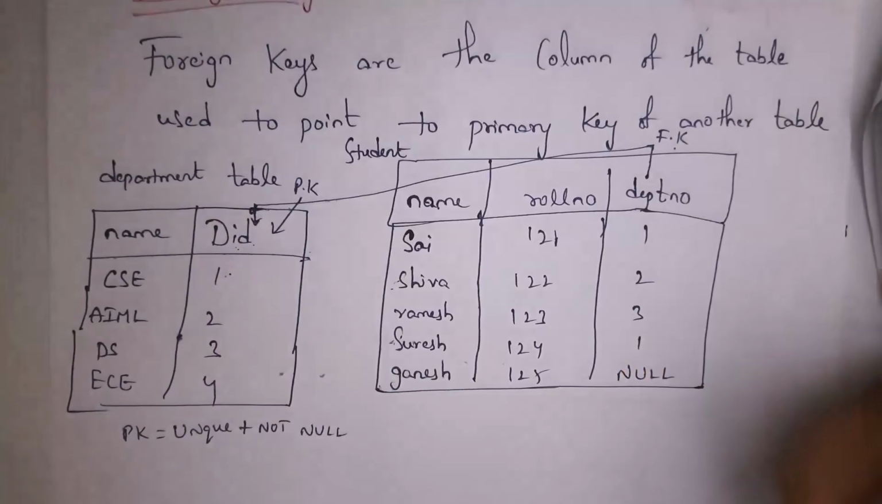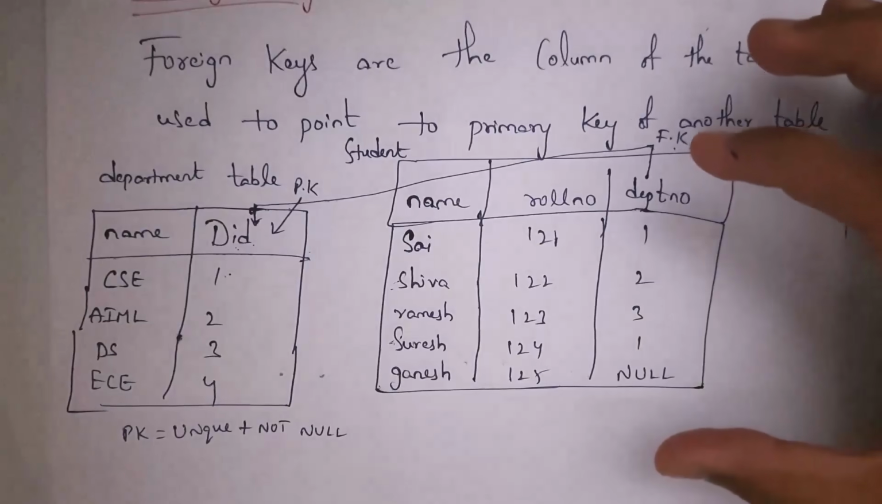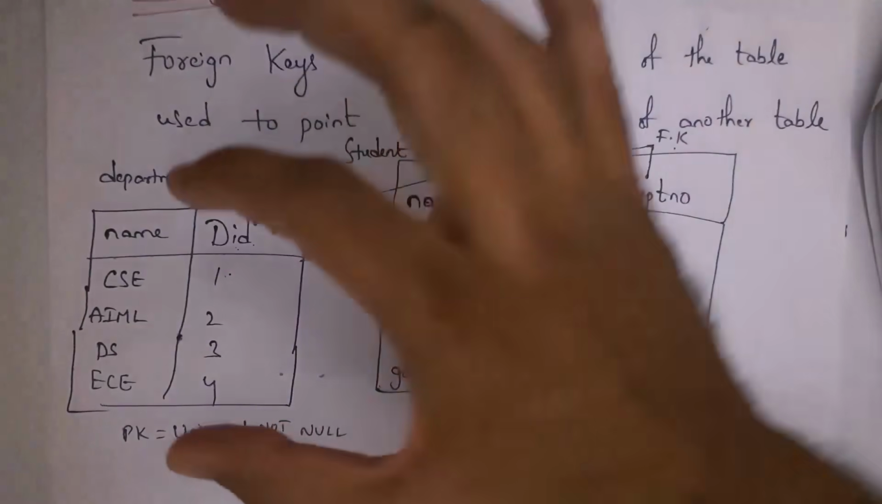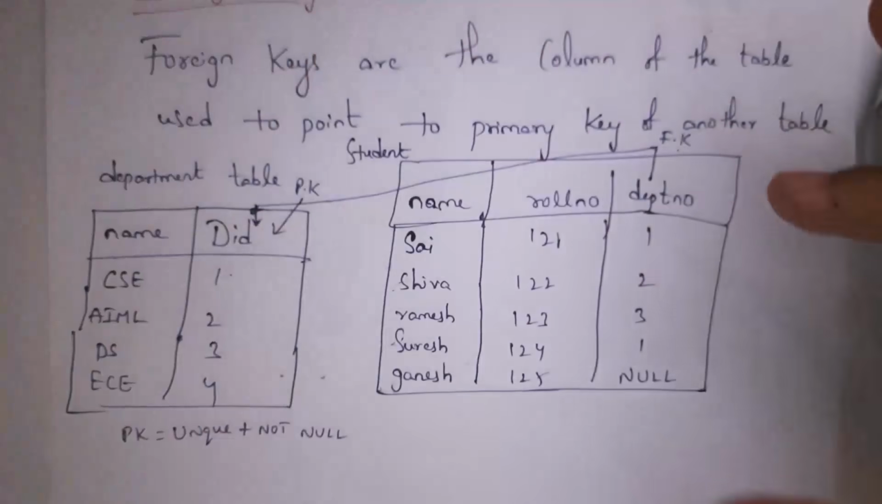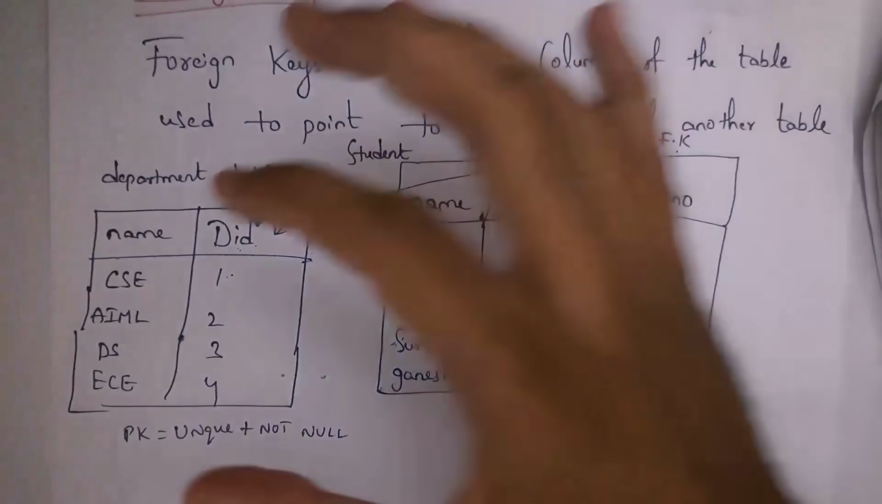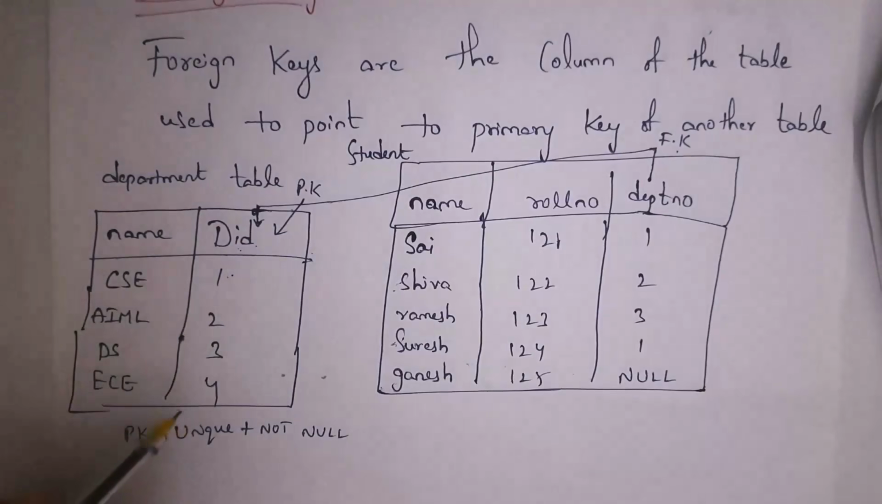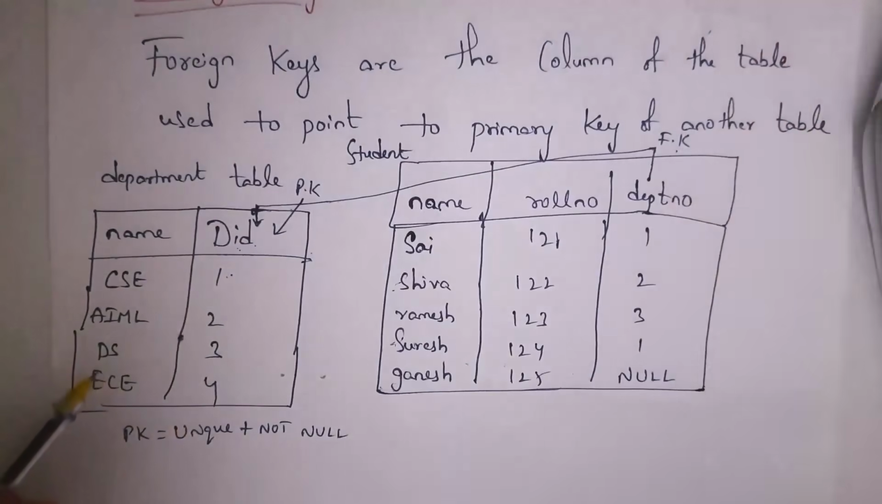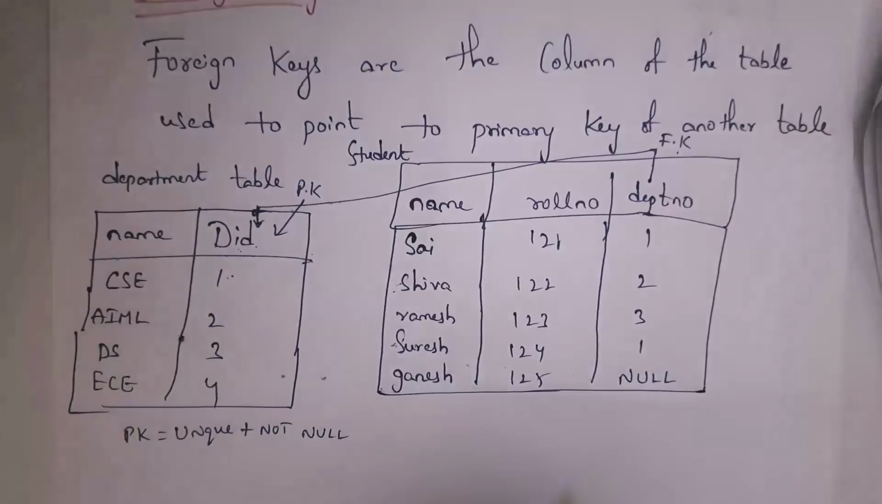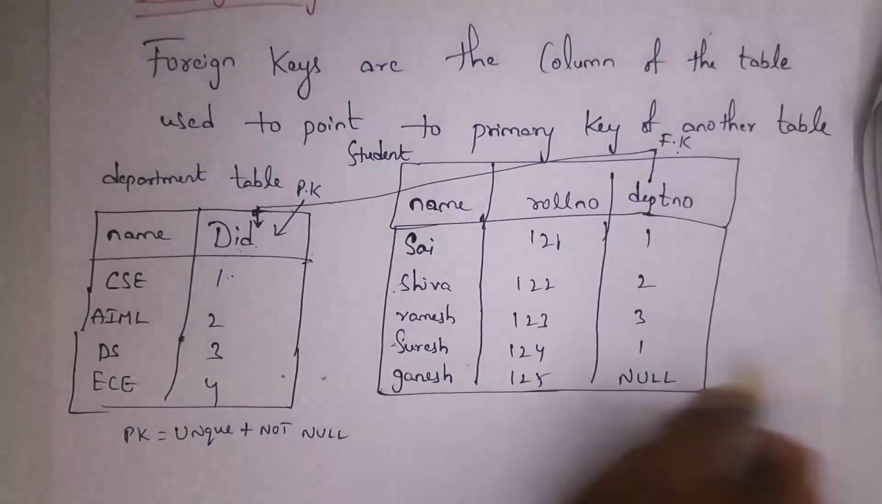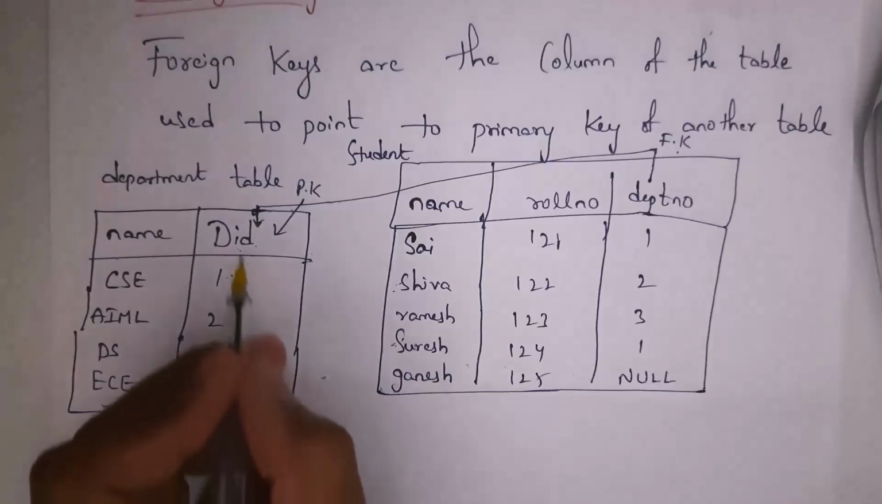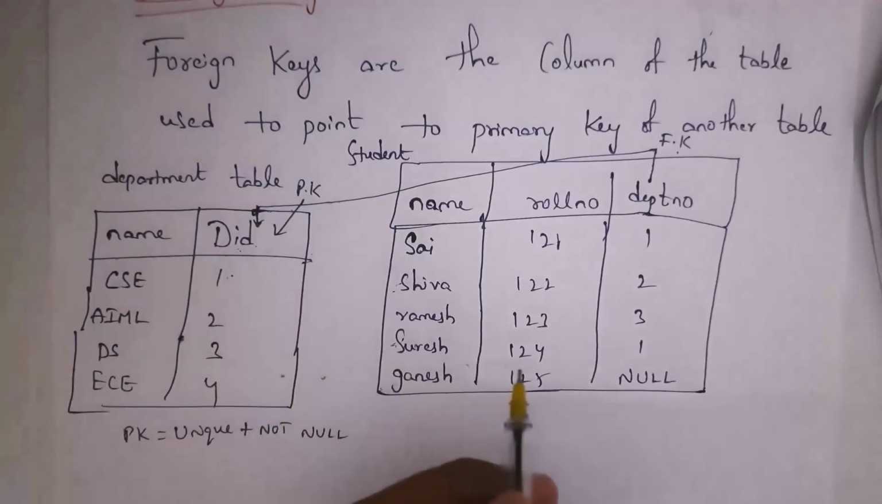The only condition is that whenever you give a foreign key for any particular column with reference to a primary key, this foreign key must contain only values which are present in the primary key. The primary key contains only 1, 2, 3, 4, so here also you need to enter only 1, 2, 3, 4 values. For example, for Suresh if I take 5, but 5 is not present in the DID column, it will display an error.